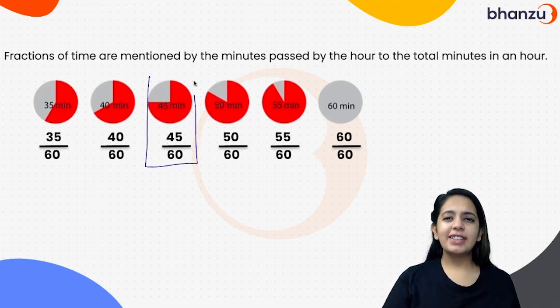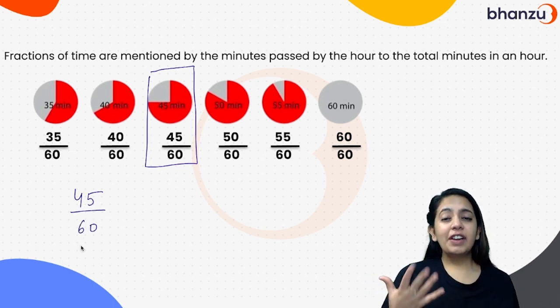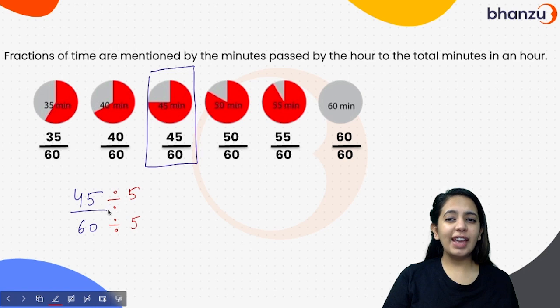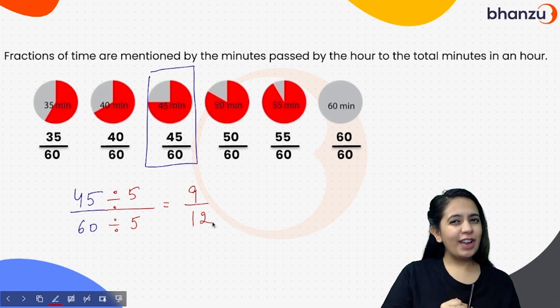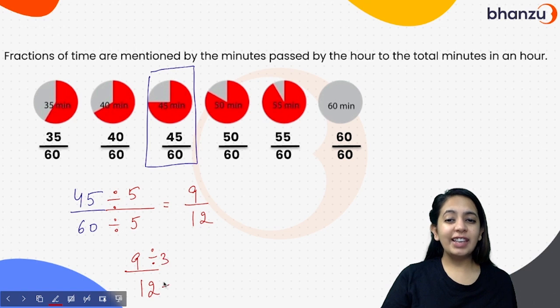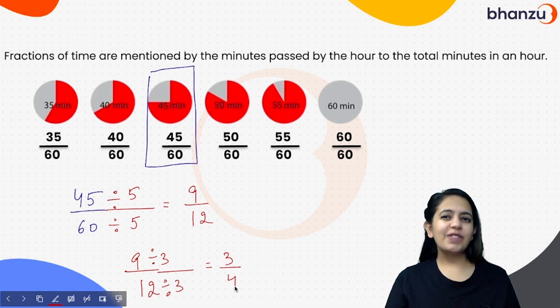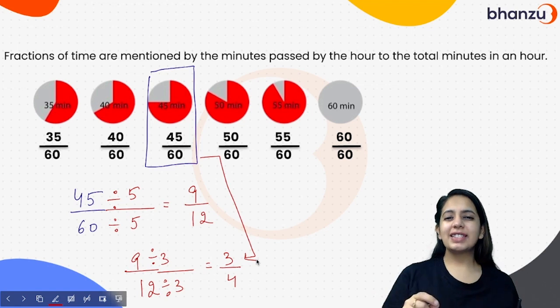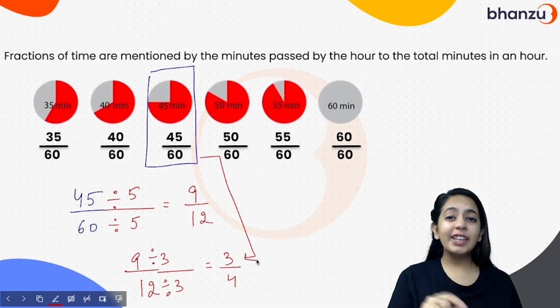Can you tell me what is the simplest form of 45/60 if I say? Yeah, we know that 45 and 60 both come in the table of 5. So for that, let's divide 45 and 60 both by 5. What are we going to get? We are going to get 9/12. But seems like this is not the simplest fraction. So let's divide it further. Now 9/12 can be divided by 3 each in the numerator and in the denominator, and we are going to get 3/4. With that, we can say that the fraction for 45/60 is 3/4. Likewise, we can say that 45 minutes is 3/4 of an hour.